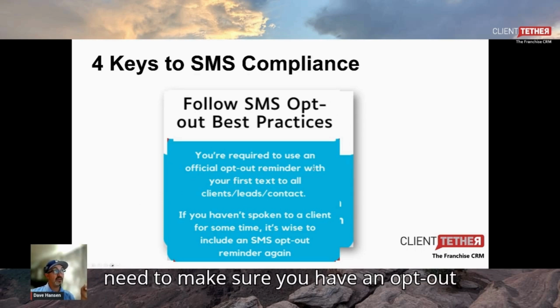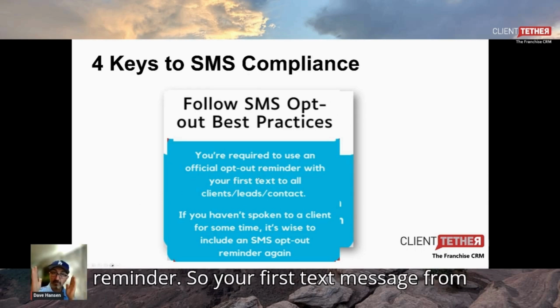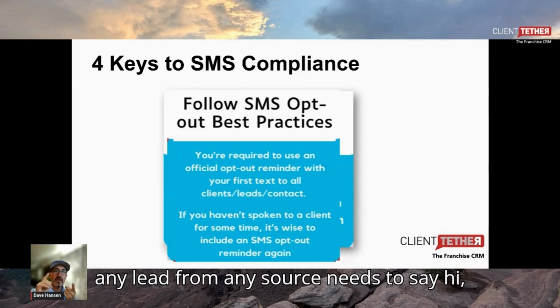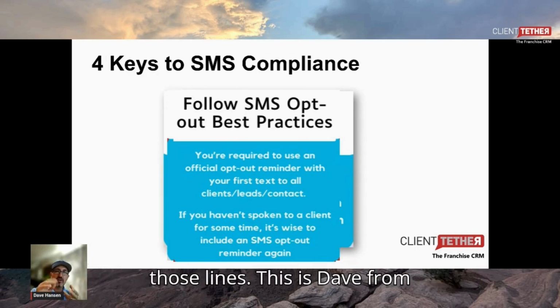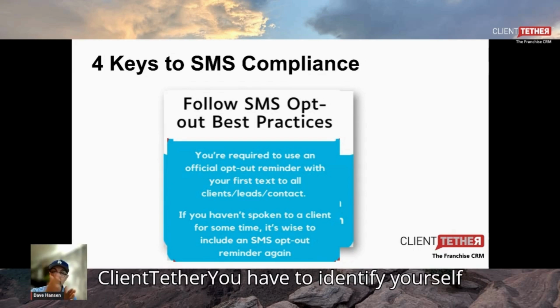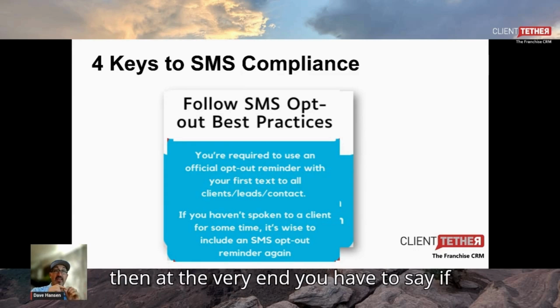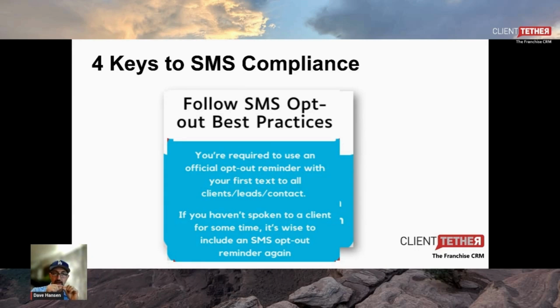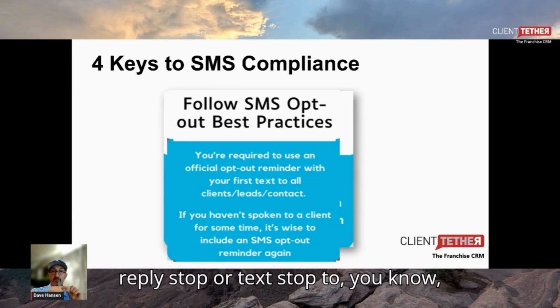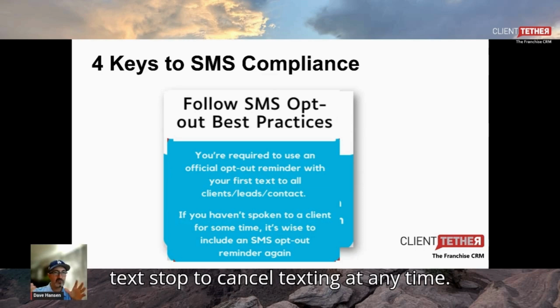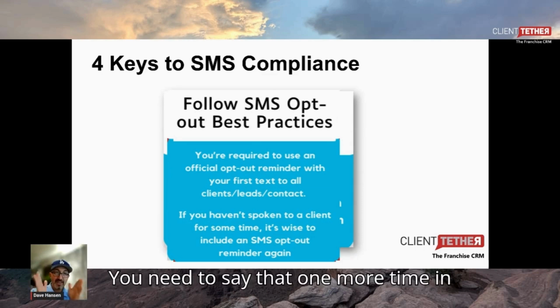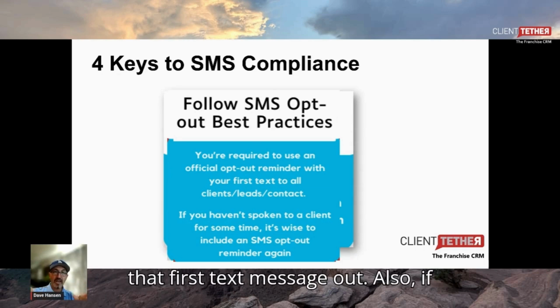But you need to make sure you have an opt-out reminder. So your first text message from any lead, from any source, needs to say, hi, whatever their name is, or something along those lines. This is Dave from ClientTether. You have to identify yourself and your business. Thanks for reaching out, and whatever you want to say. And then at the very end, you have to say, if you don't want me to text you anymore, reply stop, or text stop to cancel texting at any time. You need to say that one more time in that first text message out.